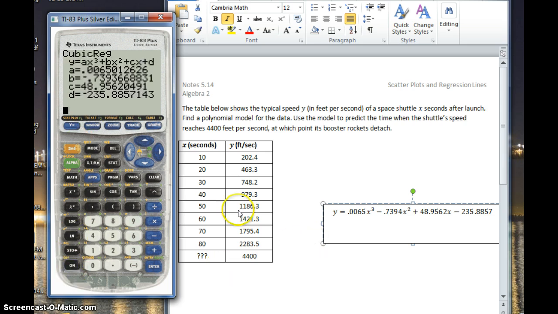So, last part of this, ready? When y is 4400, what is x? That's what we're trying to figure out, right? When the speed hits 4400, how long did it take? You could solve that by hand. That would be terrible. I wouldn't recommend doing that. I think the easier way is just do this.